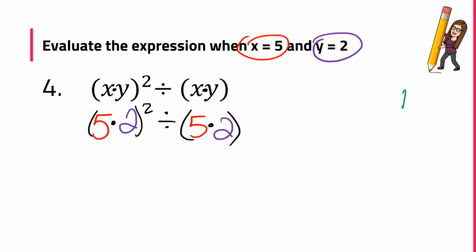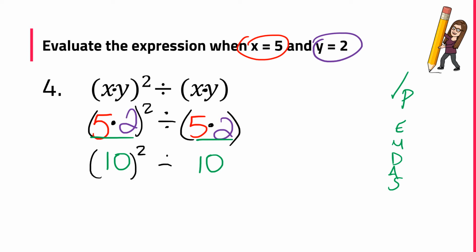Let's go through PEMDAS. I do have parentheses. All right, let's take care of the first set of parentheses. It says 5 times 2. That's 10. The second set of parentheses says 5 times 2, and that's 10. Alrighty, everything else falls down.